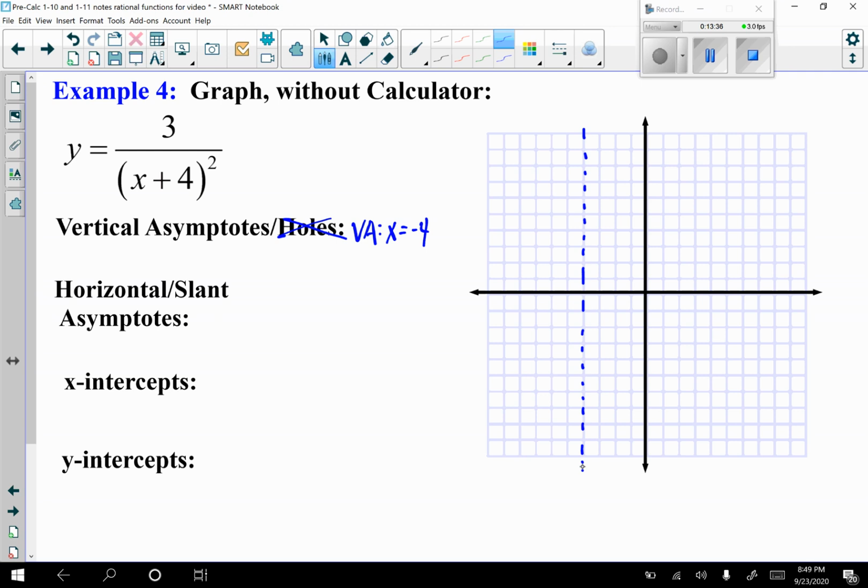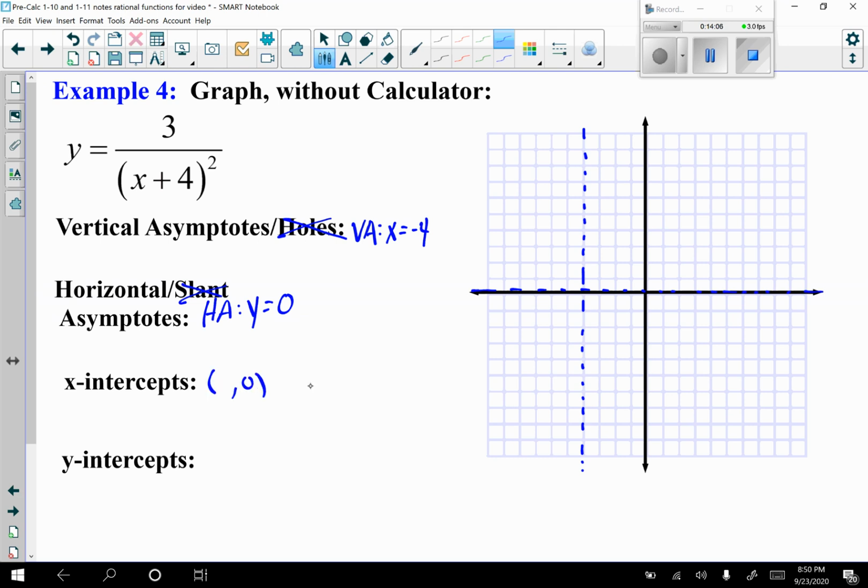There's negative 4. Horizontal and slant, let's check. The degree on the top is 0, no x's. On the bottom, it's x squared, remember. It's the degree when you multiply everything out. So bigger on the bottom is horizontal asymptote, and it is y equals 0 again, bigger in the denominator for the degree. So y equals 0, there's our x-axis again.